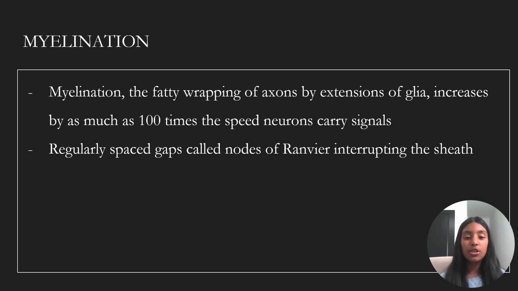Myelination. Myelination is the fatty wrapping of axons by extensions of glia, and this increases the speed at which neurons can carry signals by 100 times. Nodes of Ranvier are regularly spaced gaps interrupting the sheath, and this is called saltatory conduction, where the signal jumps from one node to the next, resulting in faster transmission.